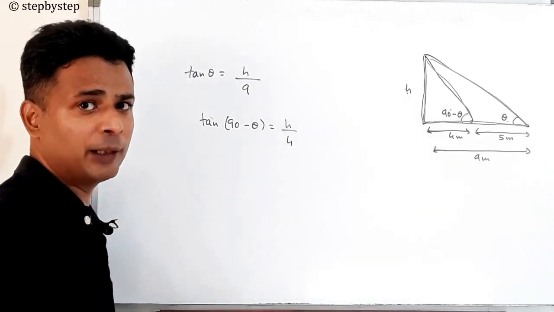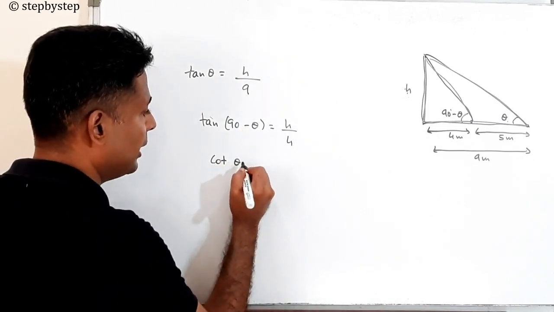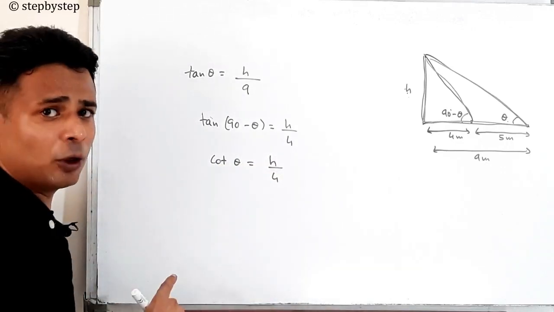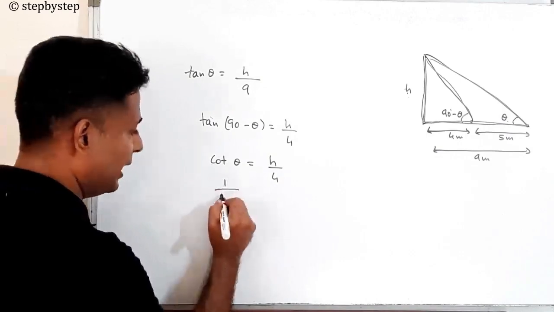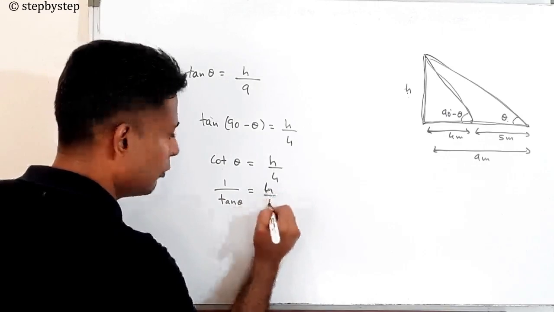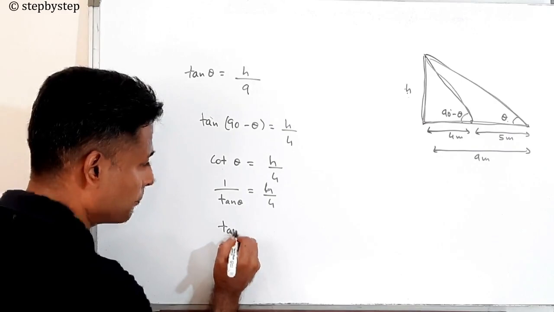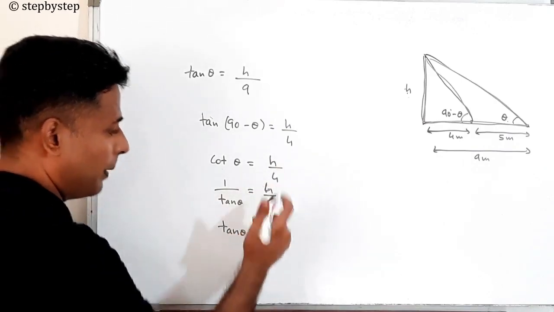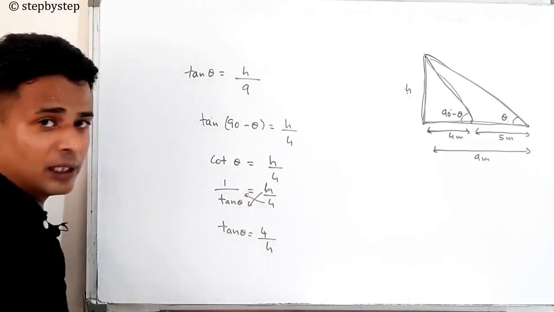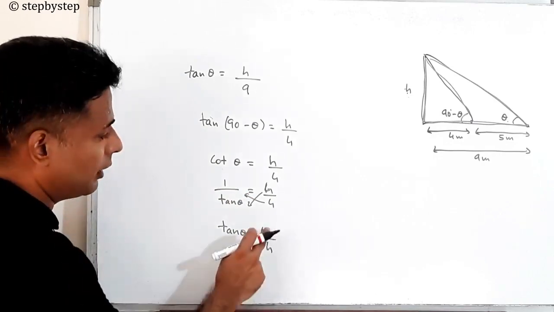But guys, if you remember from trigonometry, tan of 90 minus theta is cot theta. That will be h by 4. Now cot theta is the reciprocal of tan theta. So 1 by tan theta equal to h by 4. Now to find tan theta, I'll take tan theta this side up. When you transpose, this 4 will go up, this h will come down. Division becomes multiplication, multiplication becomes division. So I get tan theta equal to 4 by h.